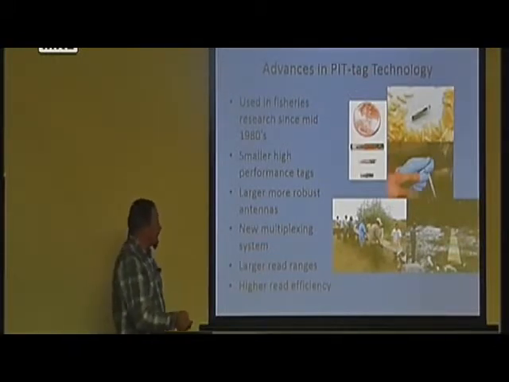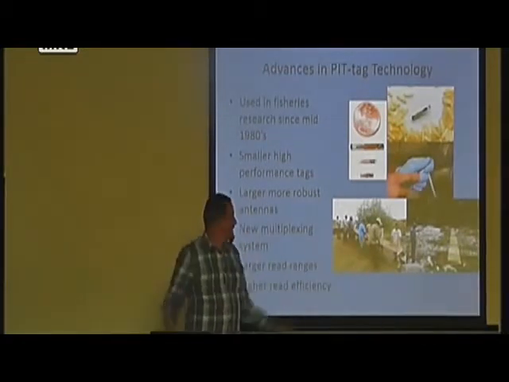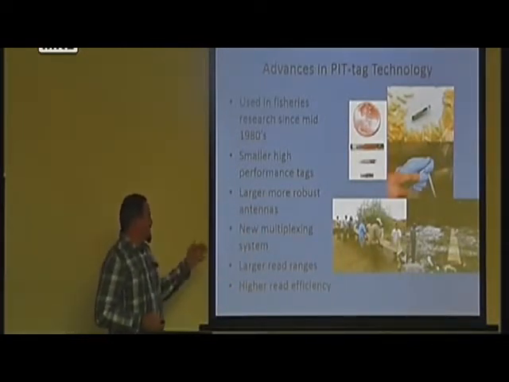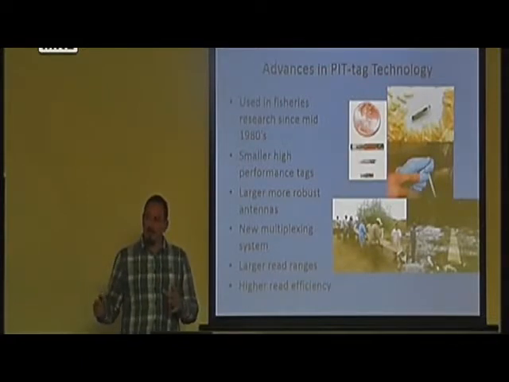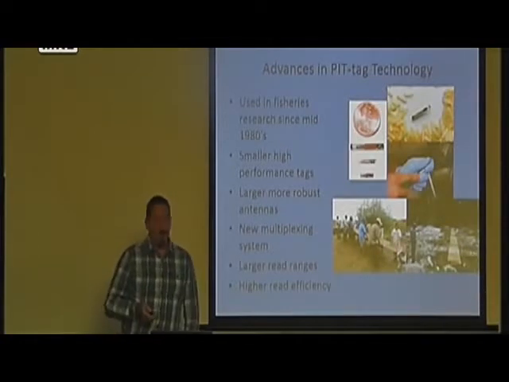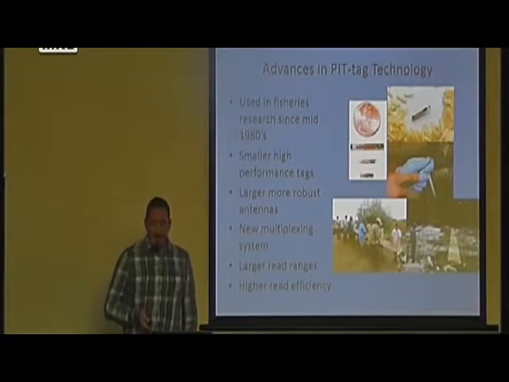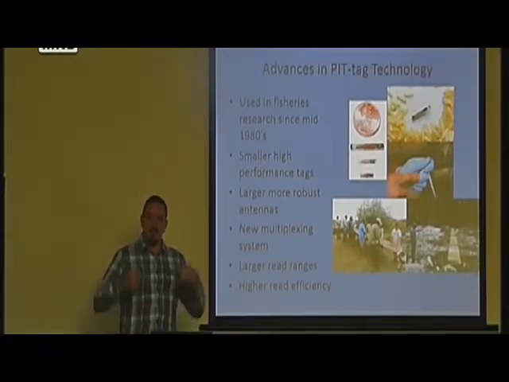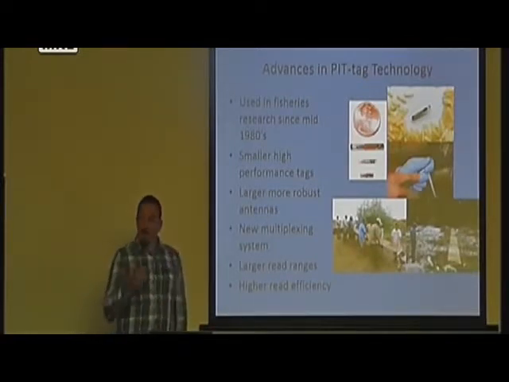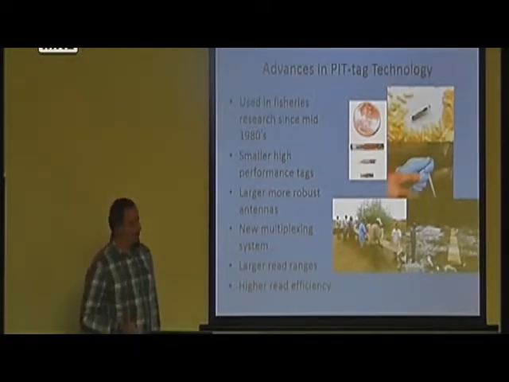We've got much larger antennas. This thing that everybody's carrying here is a big PIT tag antenna that will sit inside a river. We've got systems where we can multiplex many readers so that we can span a much wider river or a larger area. And we've got bigger read ranges, and because of that, you get a higher read efficiency. So you know with greater clarity that the numbers that have come over your antenna are a good representation of the amount of fish that have crossed over.